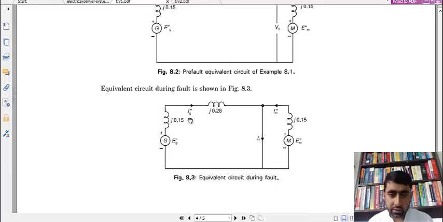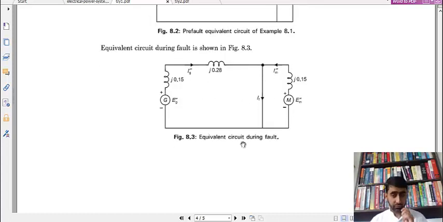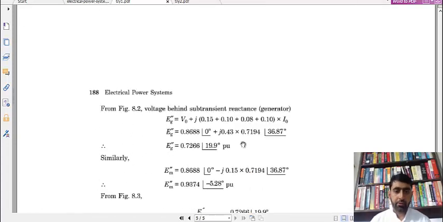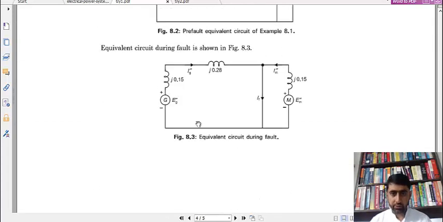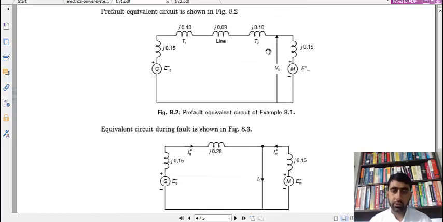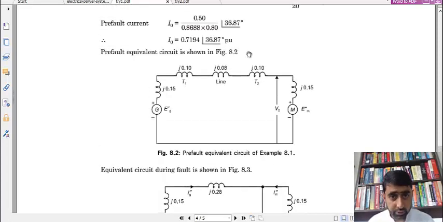So we need to calculate Ig double dash, Im double dash, and If. You can see from here, Ig double dash plus Im double dash will be equal to If. So here we can calculate this from figure 8.2, the voltage behind subtransient reactance, that is Eg double dash. It will be equal to this voltage plus the voltage drop of these, that is V0 plus I0 into this reactance totally.